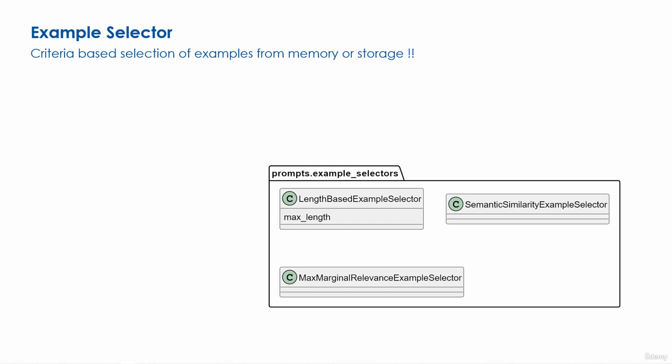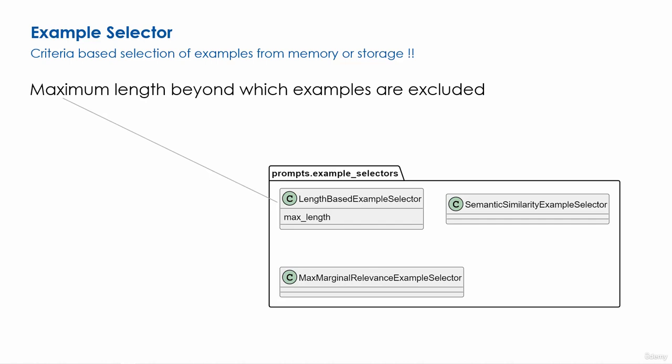The first one is the length-based example selector. The number of examples that you can add to the prompt is restricted by the context window size of the LLM in use. This class allows you to dynamically adjust the number of examples in the prompt by setting the max length equal to the number of words allowed for the example. All examples included in the prompt are complete.